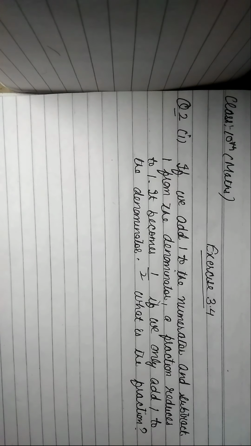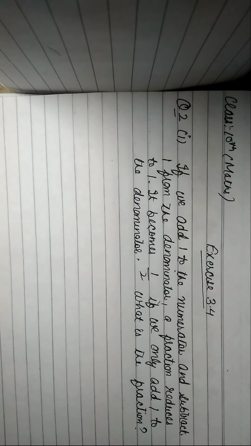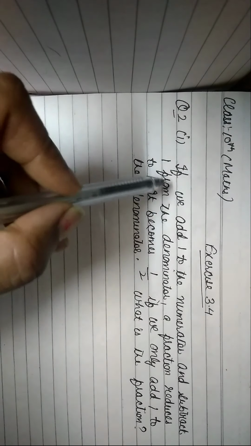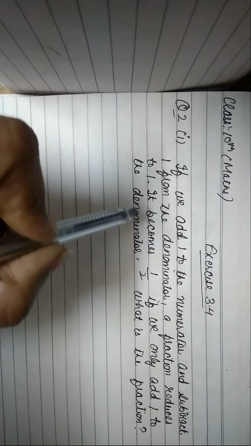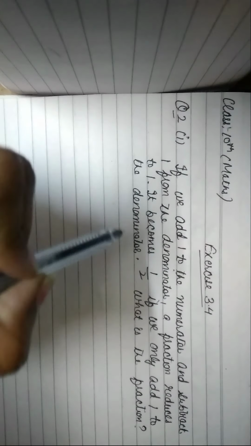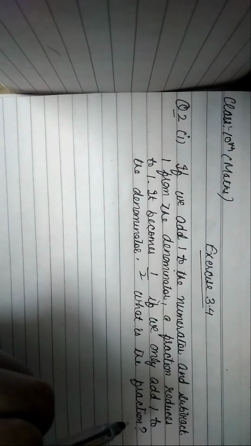Hello everyone. Today we are solving the first part of question 2, exercise 3.4, which is a statement question. Now let us read the statement. If we add 1 to the numerator and subtract 1 from the denominator, a fraction reduces to 1. This is our first condition, and the second is it becomes 1 by 2 if we only add 1 to the denominator. Then what is the fraction?